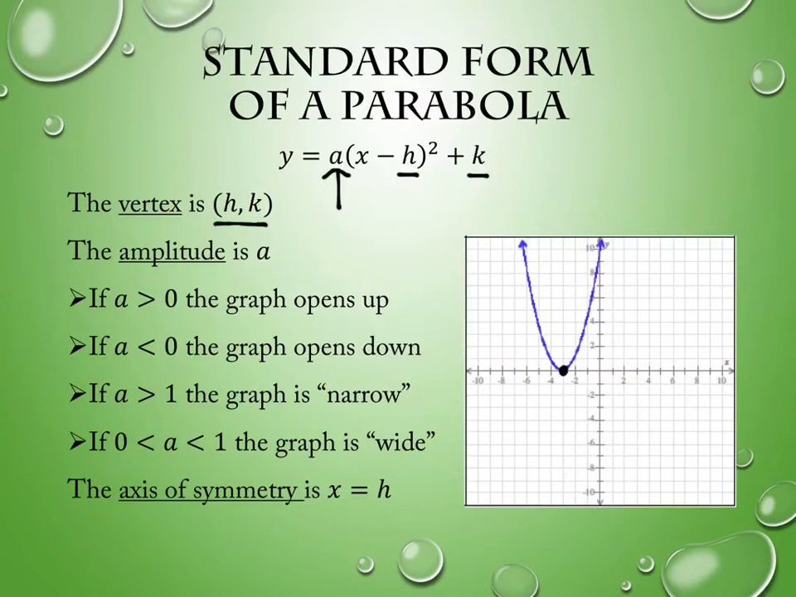If the a value had been negative, this graph would be flipped upside down and it would be opening downward. If the a value is large, by large I mean bigger than 1, you have what we would call a narrow graph. It's going to look kind of skinny. And if the a value were between 0 and 1, we would end up with a wider opening graph.